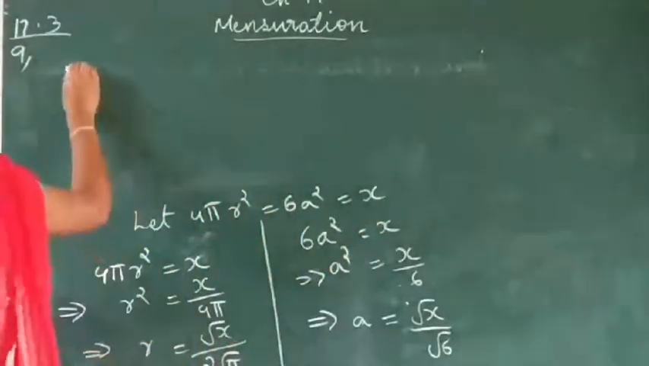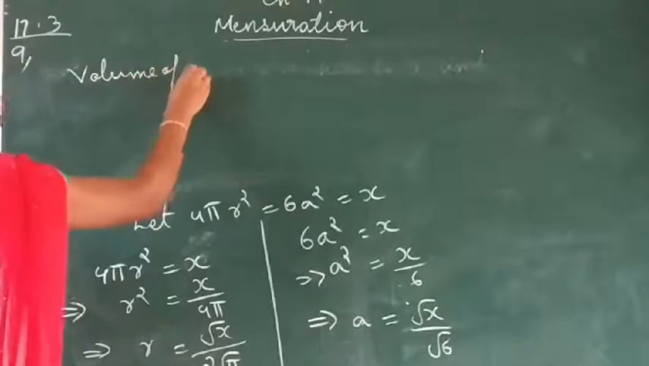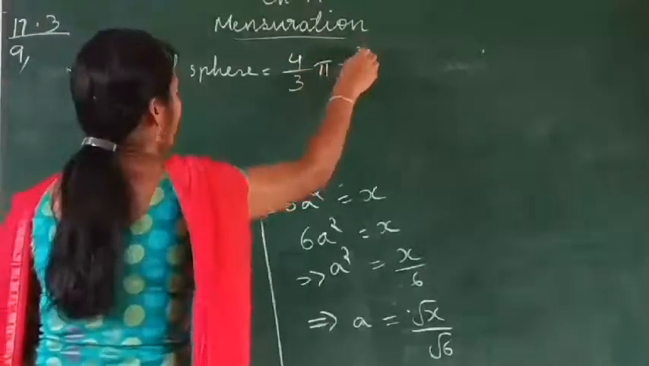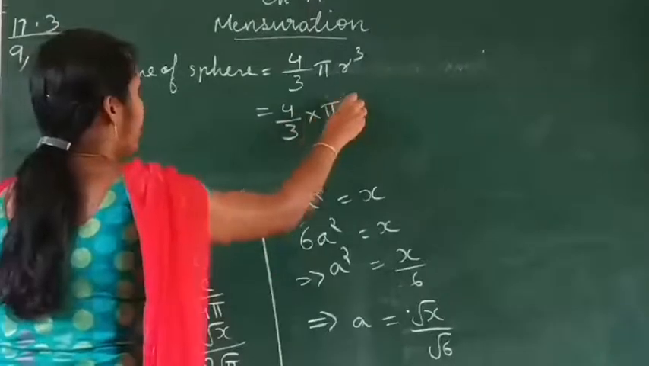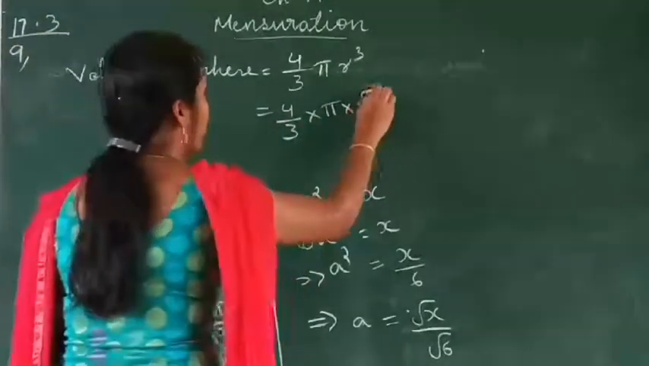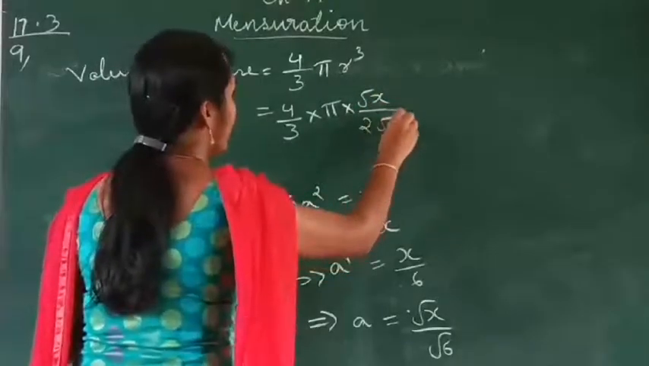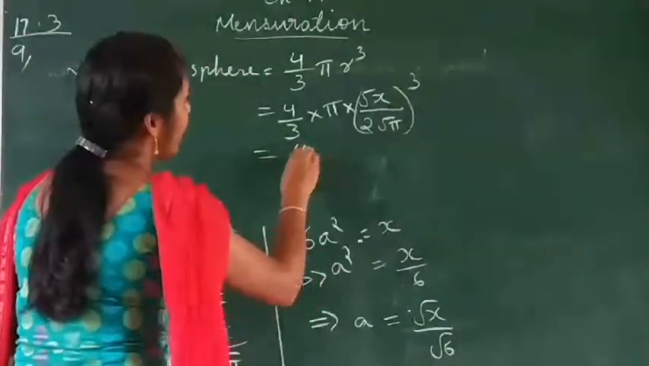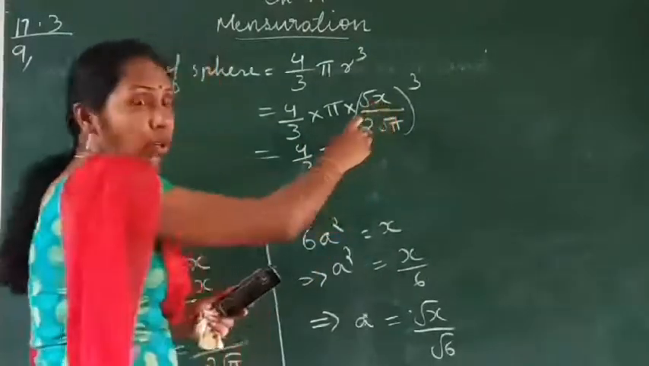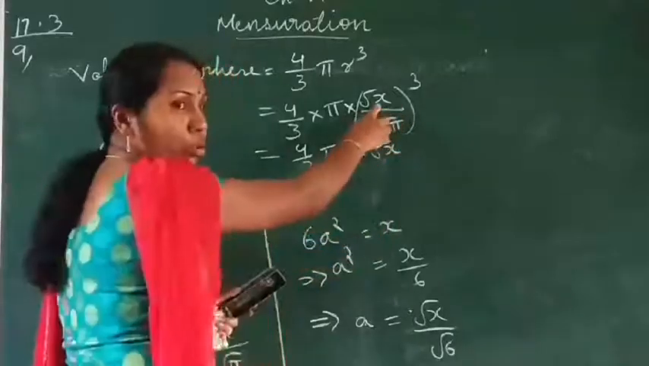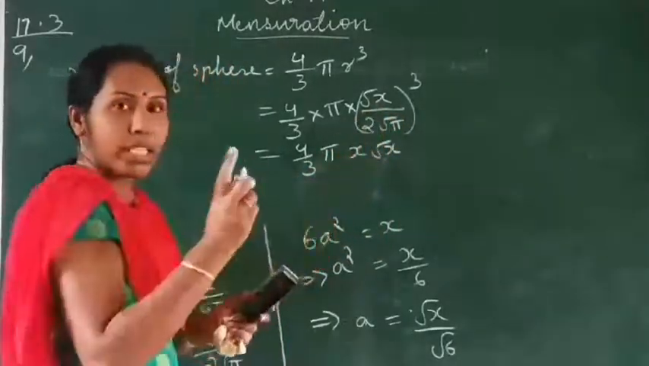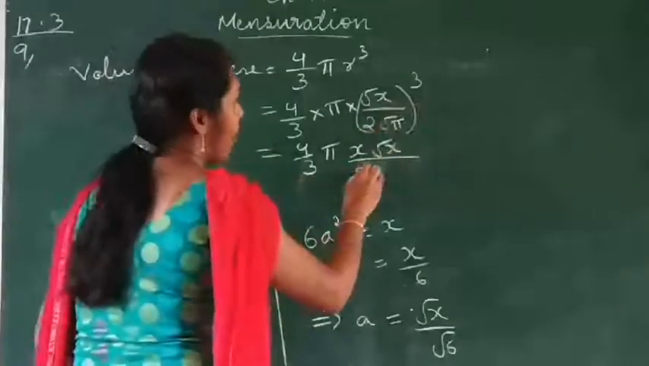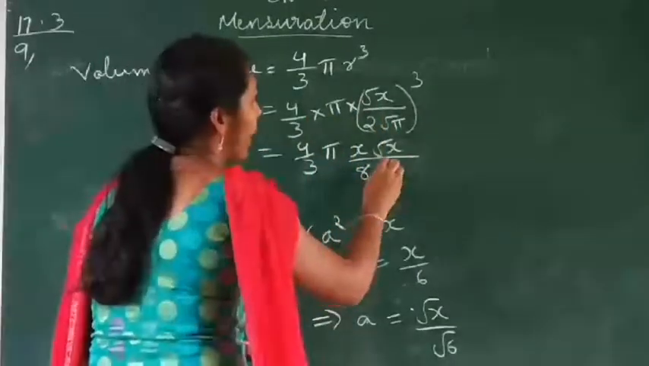Now volume of sphere is equal to 4/3 π r³, that is 4/3 into π into (√x by 2√π) whole cube, that is equal to 4/3 π (√x)³ by (2√π)³. (√x)³ is x√x, because √x into √x into √x, that is √x into √x is x, then one more √x, that is x√x, divided by (2√π) whole cube. 2 cubed is 8, then root π whole cube is π root π. So 8π root π.